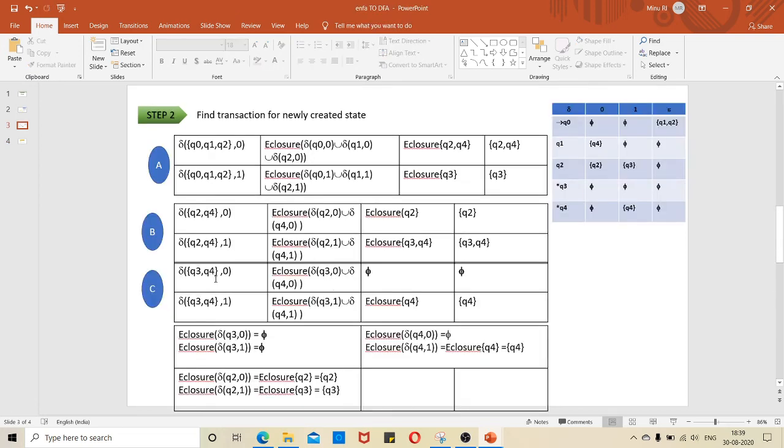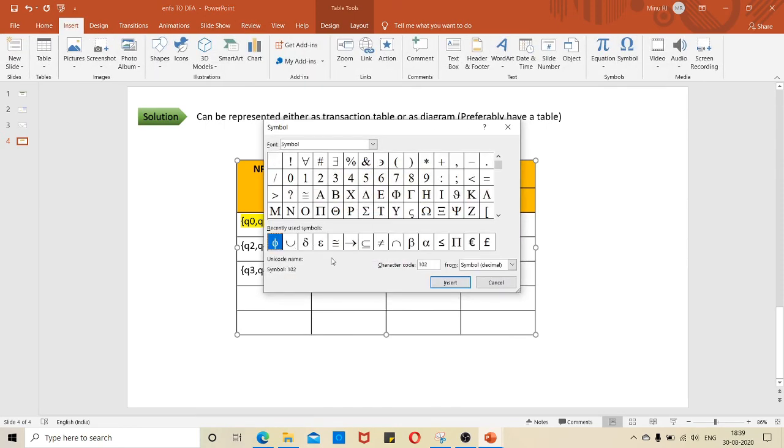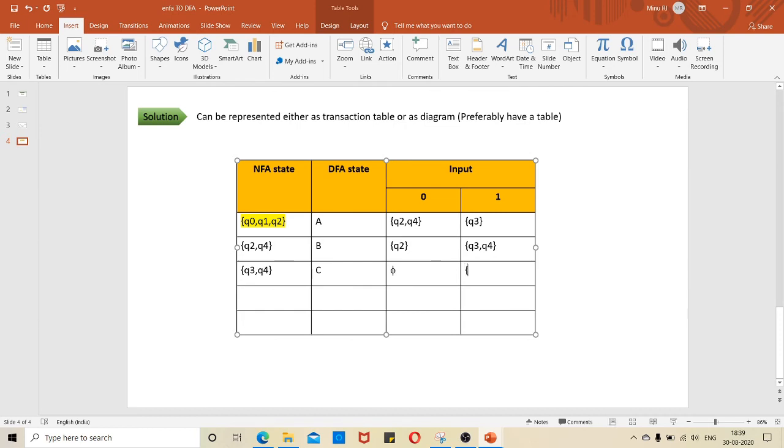And with respect to Q3, Q4, when it is 0 and 1, it goes to 5 and Q4. So you just insert the symbol 5 and Q4. So here I got this Q3, Q2 and Q4. Do I have any other new state? No, I don't have any other new state. Only Q2, Q3 and Q4. So for Q2, Q3 and Q4, I'm not giving any name.